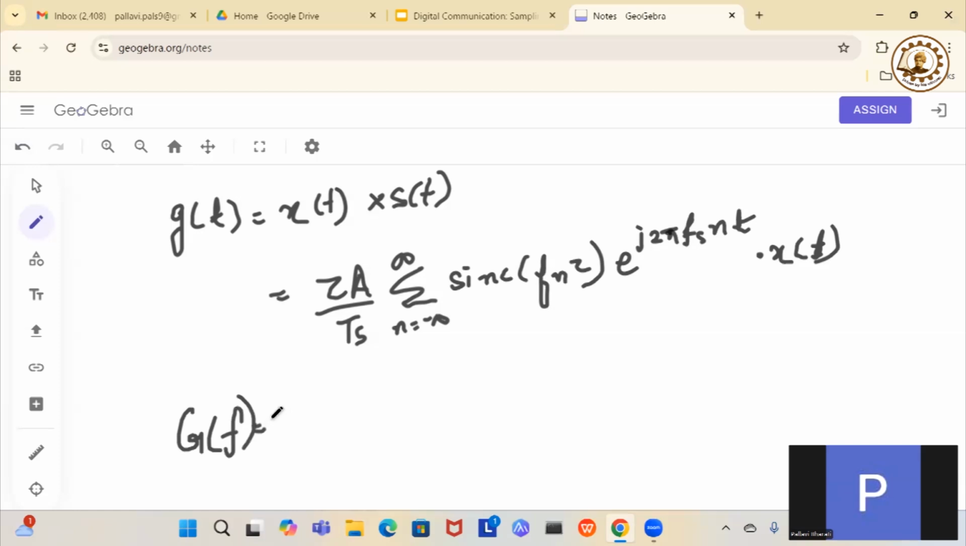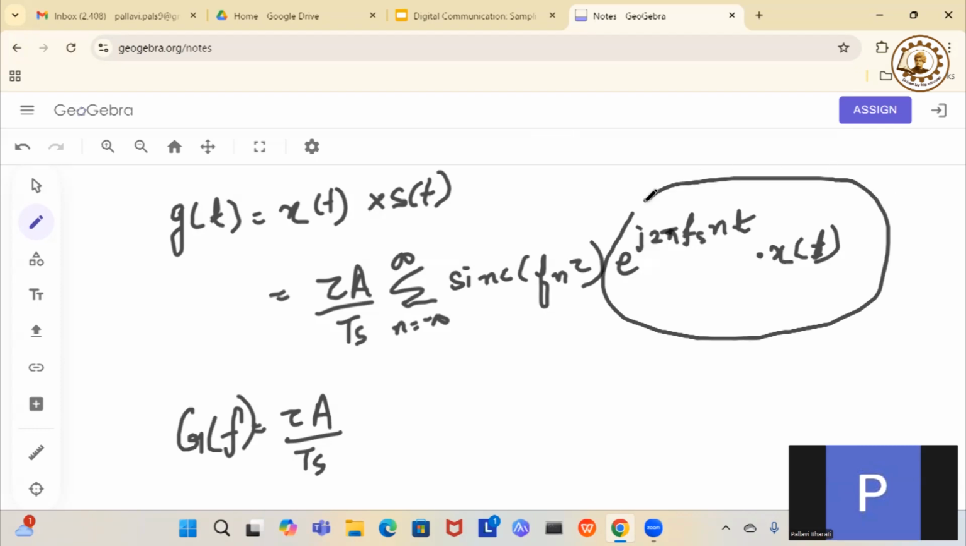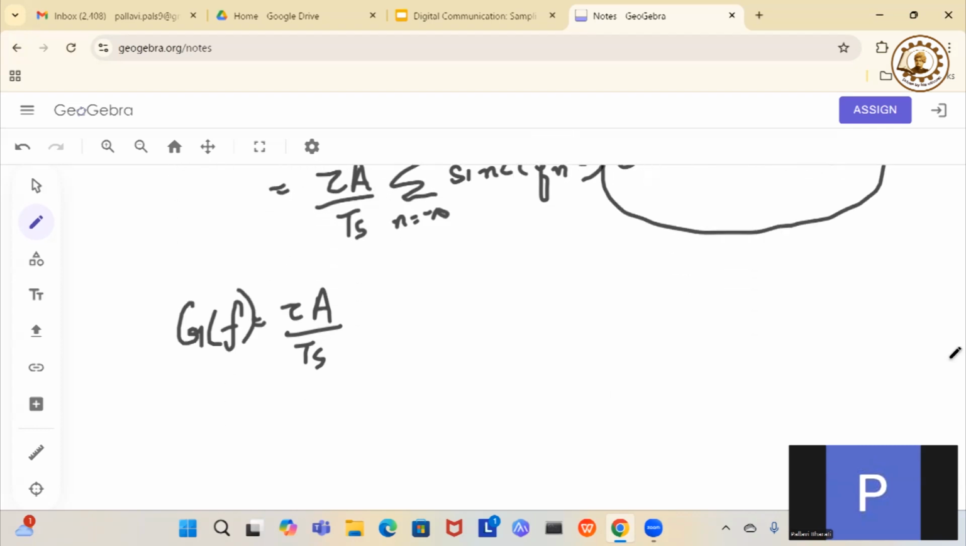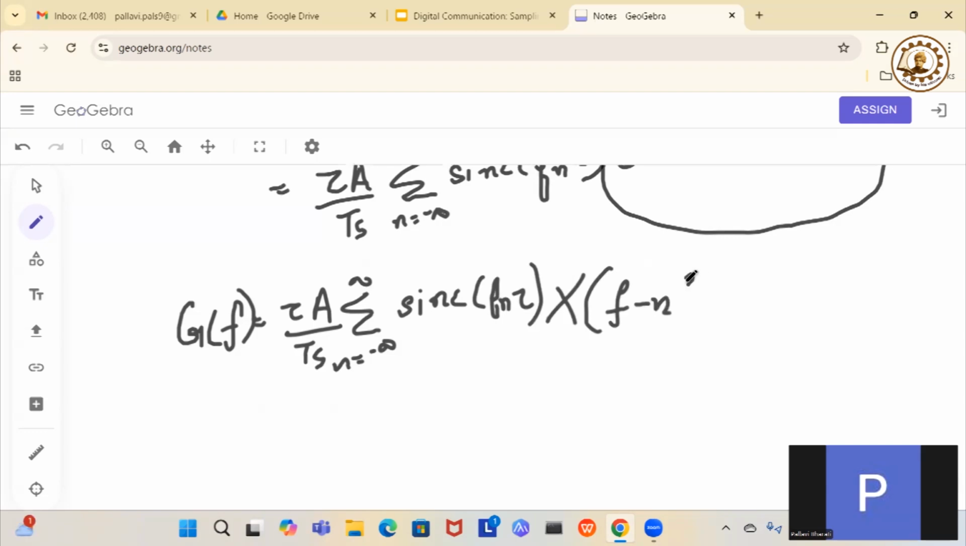this G(f) is going to be the Fourier transform of g(t), tau A by Ts. Again, if you take the Fourier transform of this part, you have to take the full thing, but still, what you are going to get is the summation over here, n equals minus infinity to infinity, and then sinc(f tau) X(f minus nfs).